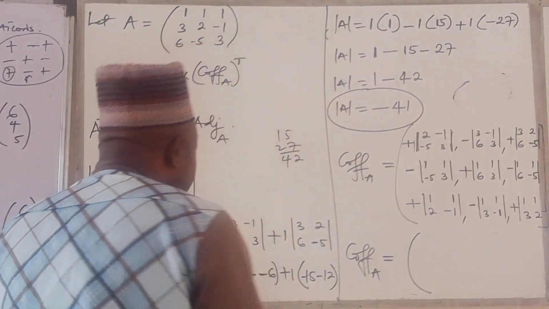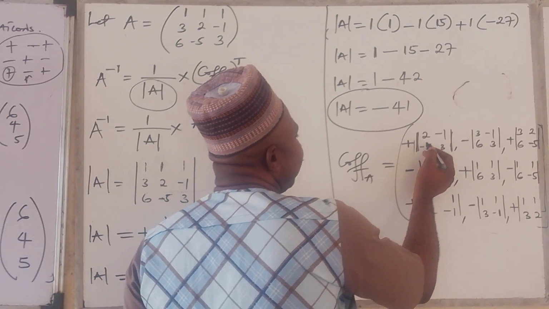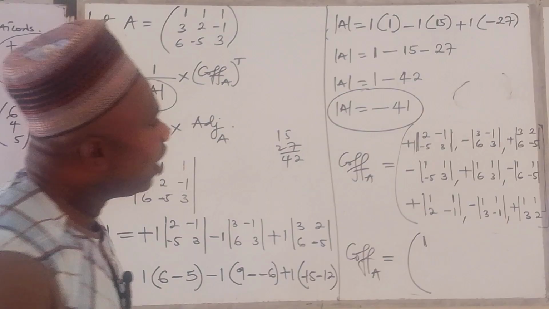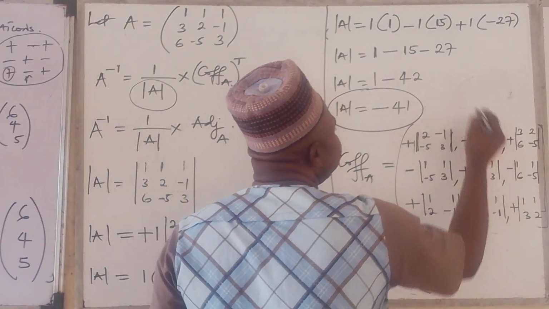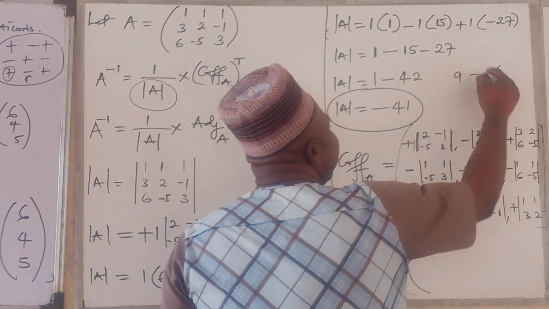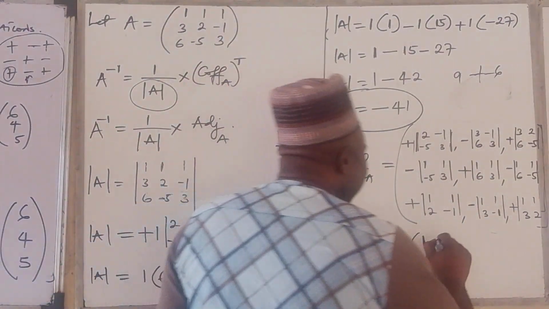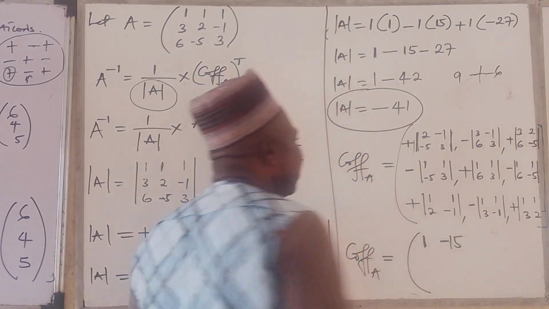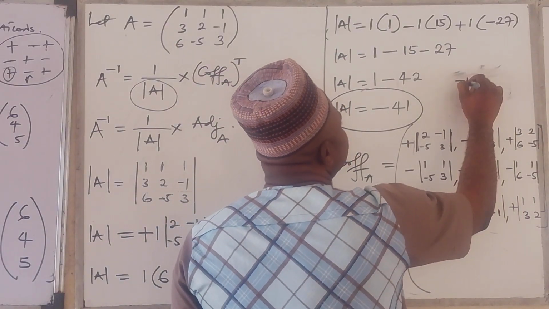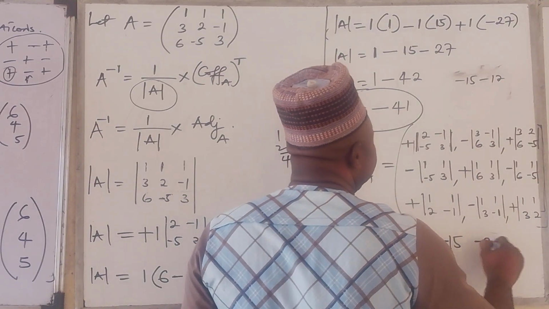So here, we have 2 times 3 is 6. Minus 1 times minus 5 is 5. So 6 minus 5 is 1. So there we have 1. Now let's look at this. Here, we have 3 times 3 is 9, minus 1 times 6 is minus 6, and 9 plus 6 is 15. But if you look at the front, there's minus there. So this is minus 15. Now the next one is 3 times minus 5 is minus 15, minus 2 times 6 is 12. So that gives us minus 27.